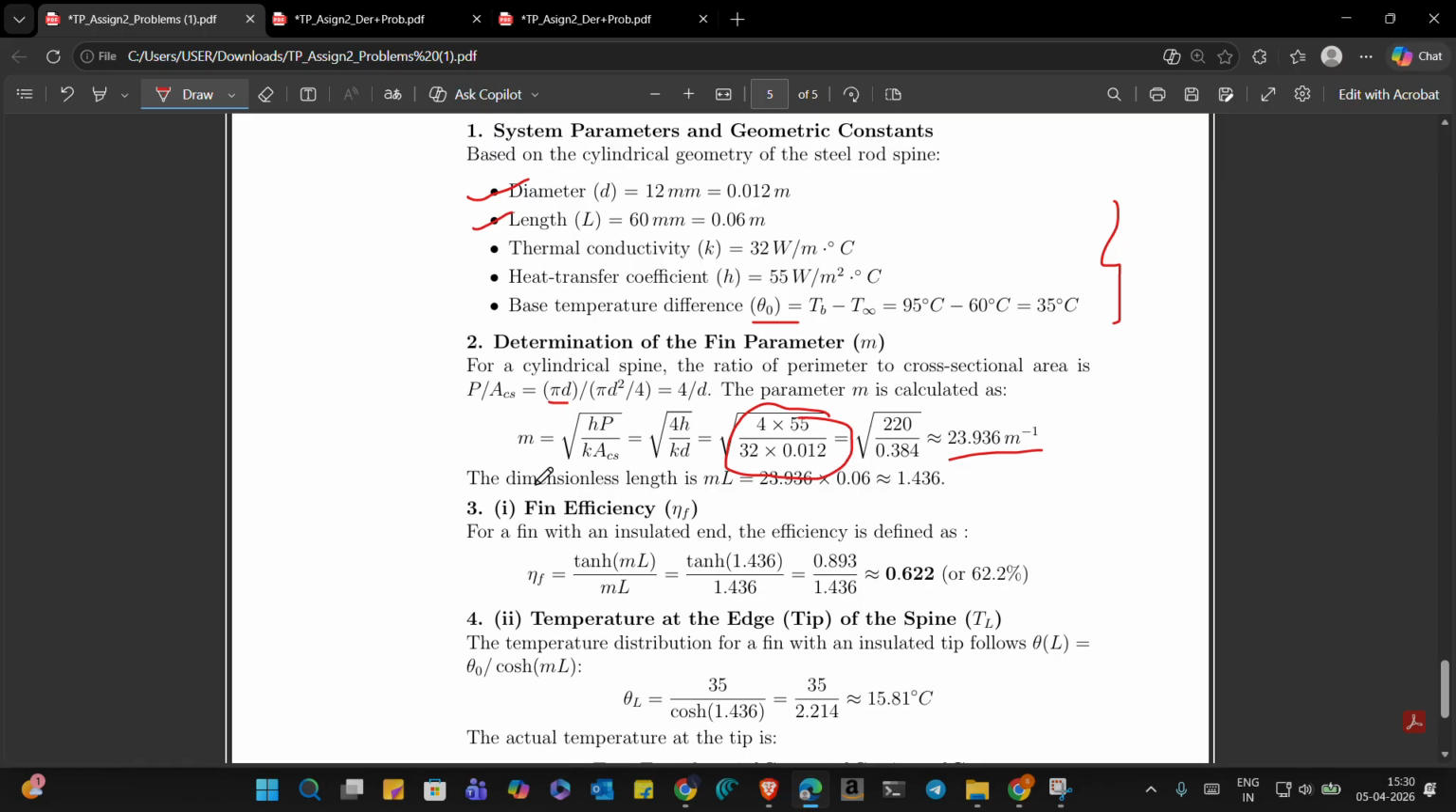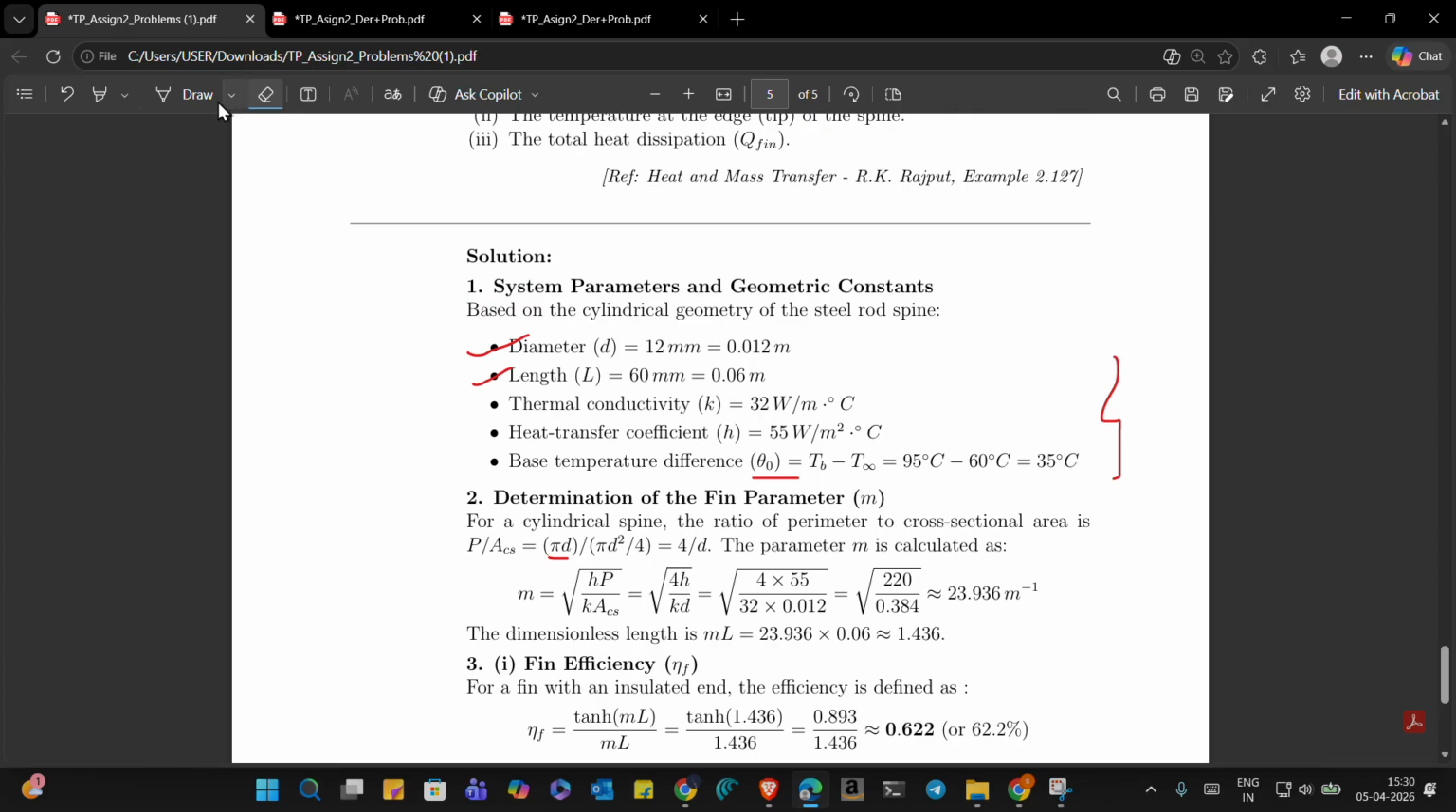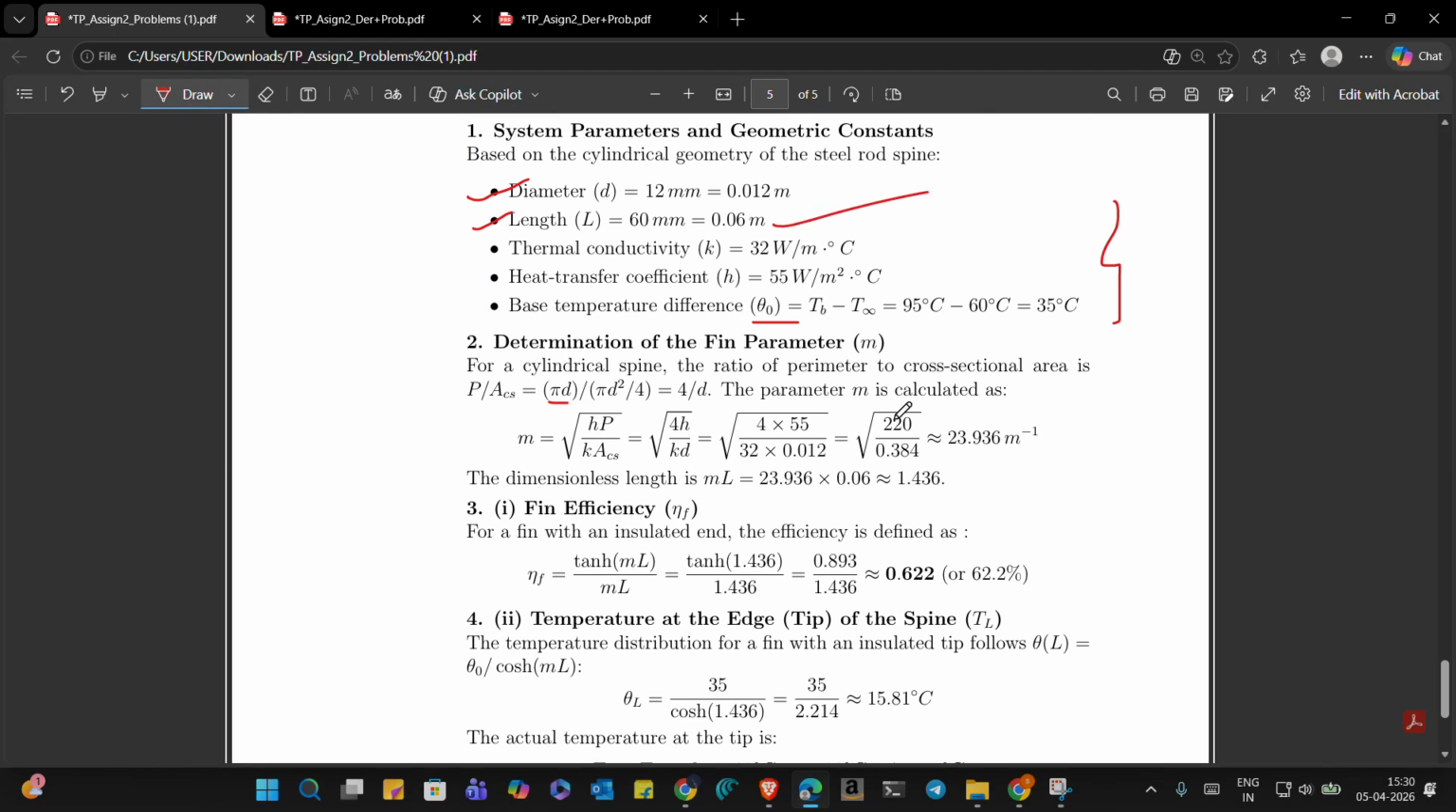Then, if we have to find the dimensionless mL, which we'll be using in further formulas, we simply multiply the fin parameter with the characteristic length that is provided to us in our data. That's how we get our mL value. So we have been asked for the fin efficiency. As we have derived earlier, our fin efficiency is given as tanh of the dimensionless length divided by the dimensionless length. Substituting into the formula, we get 62.2% fin efficiency for our particular given data of the fin.